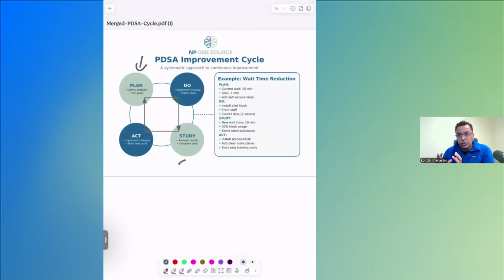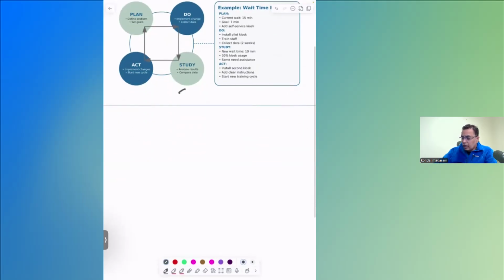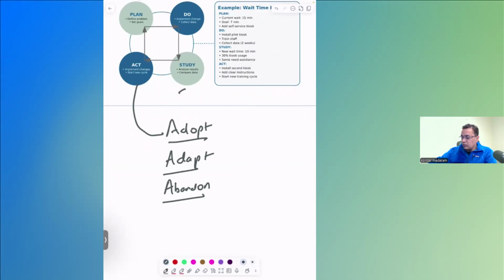In the act stage, when you have the information, you either adopt it, meaning you like the changes and you feel, okay, I can use this workflow change, and you adopt it totally, or you adapt it, meaning you tweak the changes, or you abandon it. So adopt, adapt, or abandon.